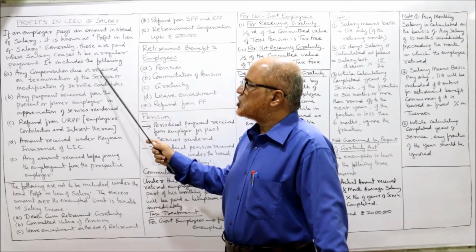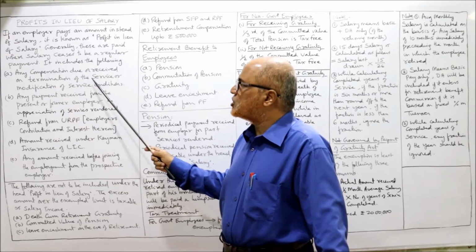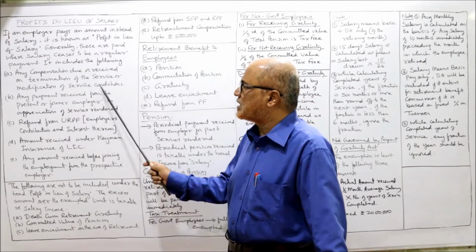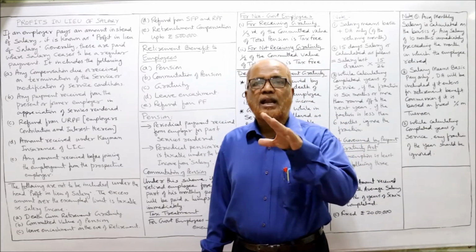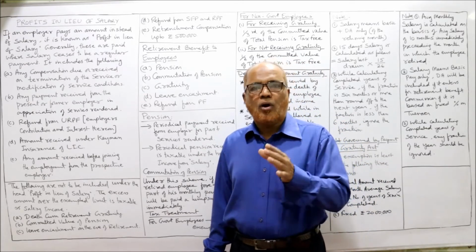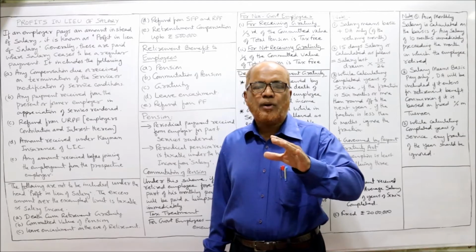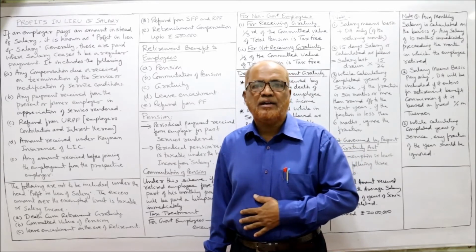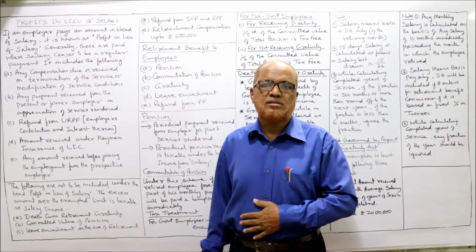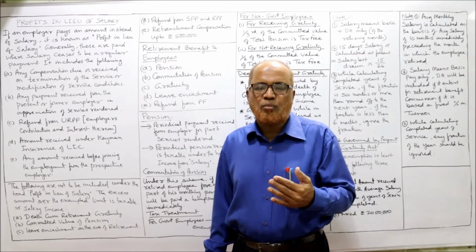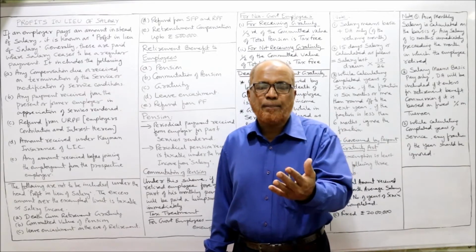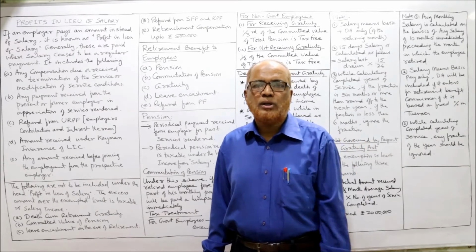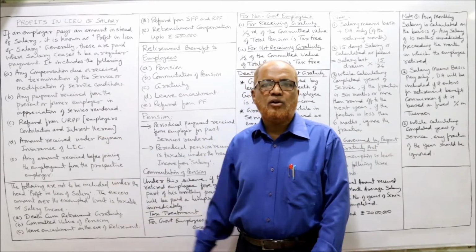First, any compensation due or received on termination of the service or modification of service conditions. Sometimes the employer will terminate the employee, or the employer will modify the service conditions. When service conditions are modified or there is termination of service, at that time some amount is paid by the employer to the employee. That will come under profit in lieu of salary.